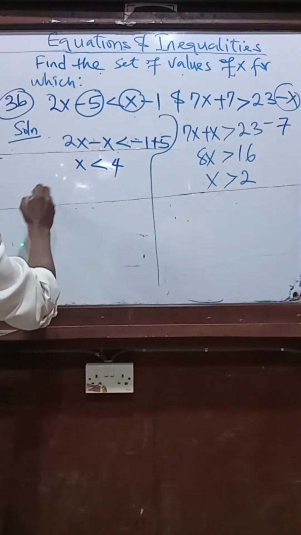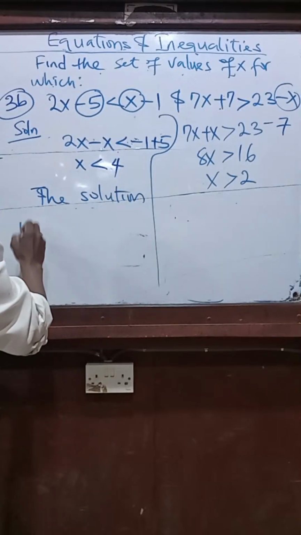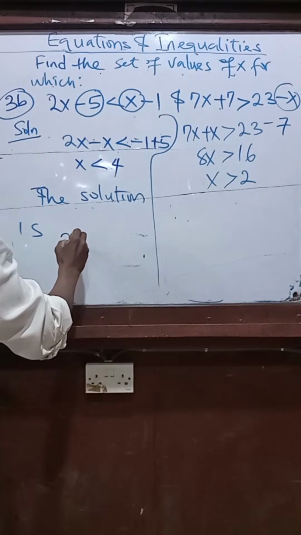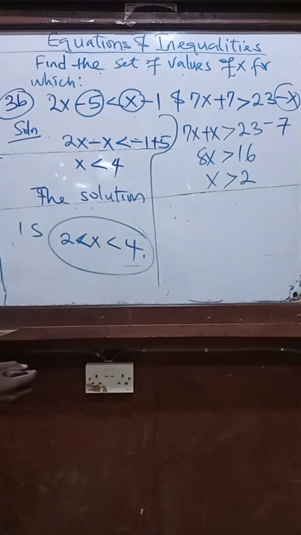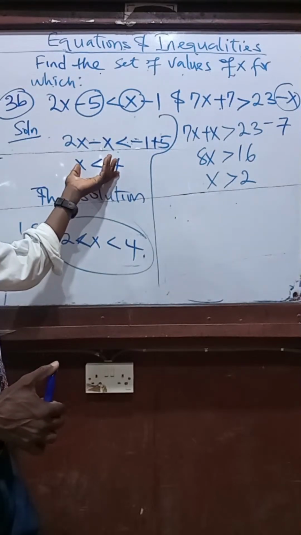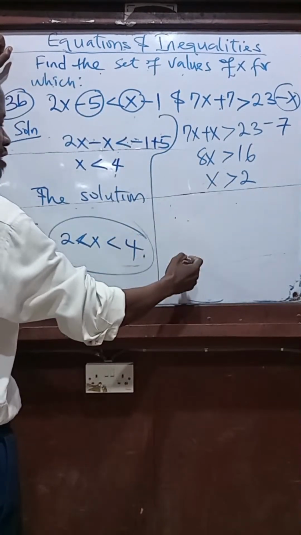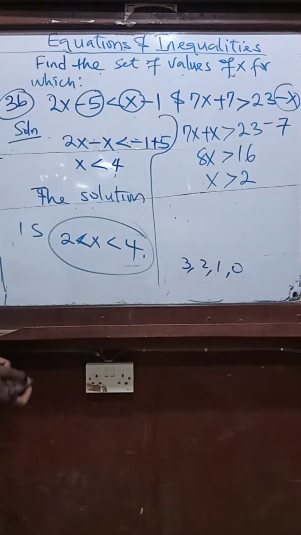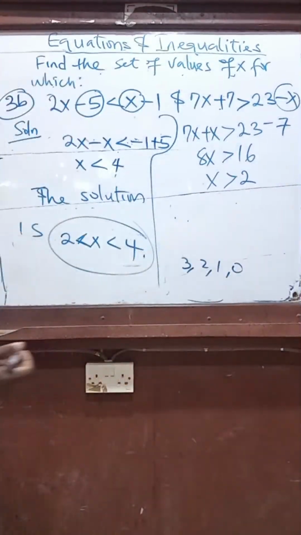So the solution is x greater than 2 and x less than 4. So that's the solution. Okay. x is less than 4 in this place. And if x is less than 4, we are talking of 3, 2, 1, 0, and so on and so forth. Okay. And this one is x is greater than 2. Okay.